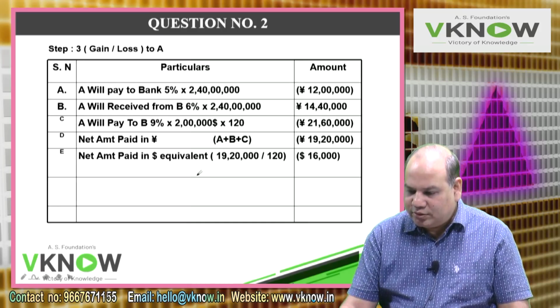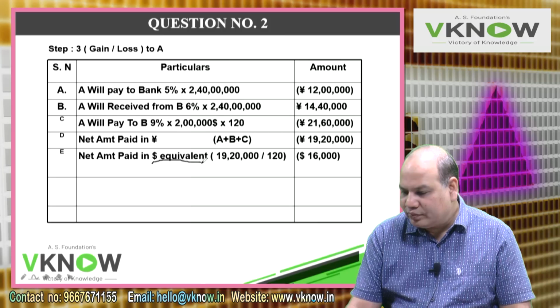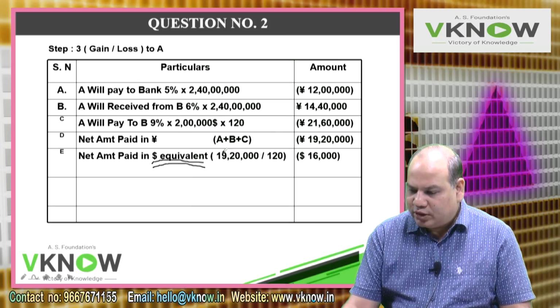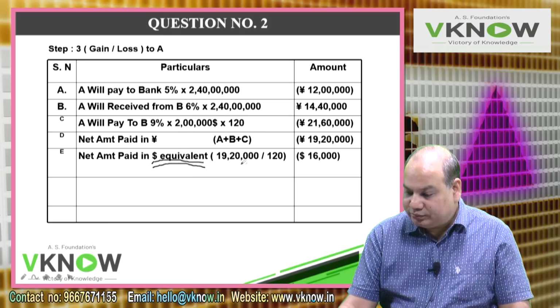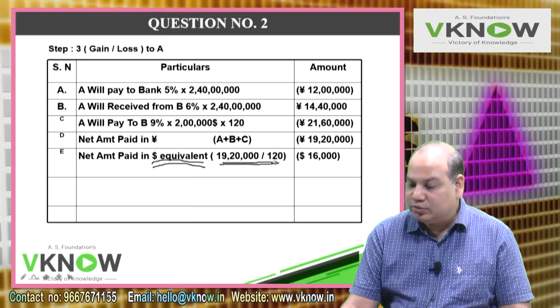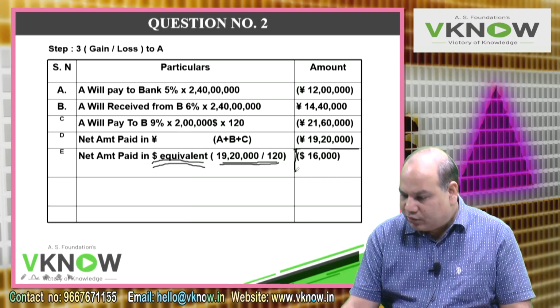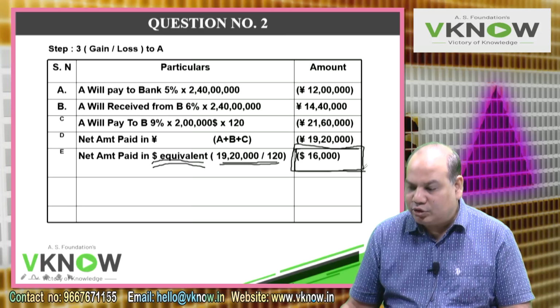Then point number E is net amount paid in dollar equivalent. Ultimately A's requirement is dollar. So A will ultimately calculate my dollar equivalent payment. 19,20,000 divided by 120. 120 is the exchange rate. So with the swap deal, what you end up paying? $16,000. In the swap deal you end up paying $16,000.